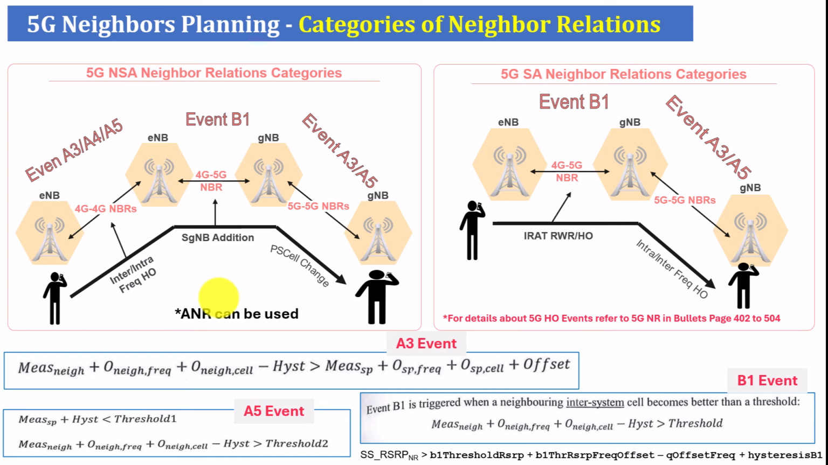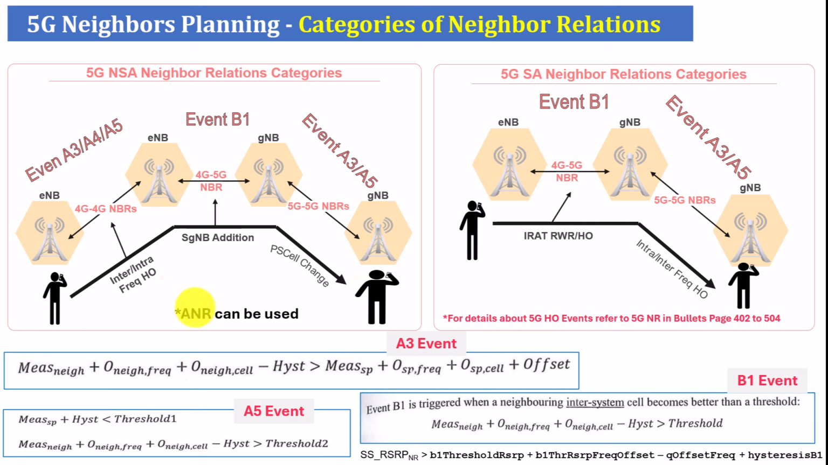Because at the end, the user needs to read the CGI and report the CGI to the A node B or to the G node B, so that they are able to help the A node B or the G node B add the required neighbors definition. And in general, SIB1 is mandatory in 5G standalone, but it's not required in non-standalone.